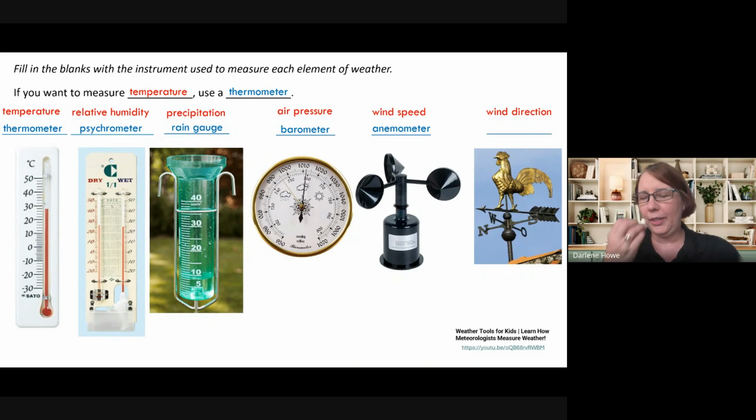What do we call these little things? We don't call them chickens. If you put chicken on it, you won't get a point. Sorry, guys. You have to call it a weather vane or a wind vane. Okay? A wind vane is the name of that one.